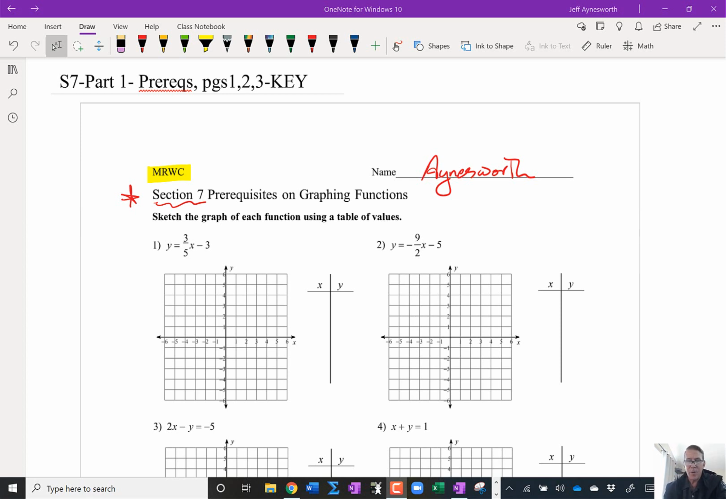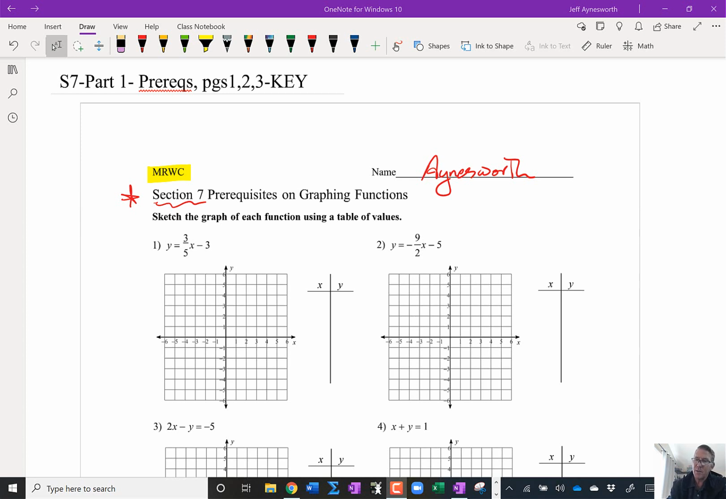This is Mr. Ainsworth, and we're going to get into Section 7, Part 1 in our class, and talk about some prerequisites. We're going to be graphing functions throughout this unit, and we're going to be focusing on a lot of rational functions, so it's going to get a little technical pretty soon. But before we get there, let's talk about some basic families of functions that you went over in Algebra 1 and also Algebra 2. So all of this is review. But we need to review it and get good at it and go over some basics.